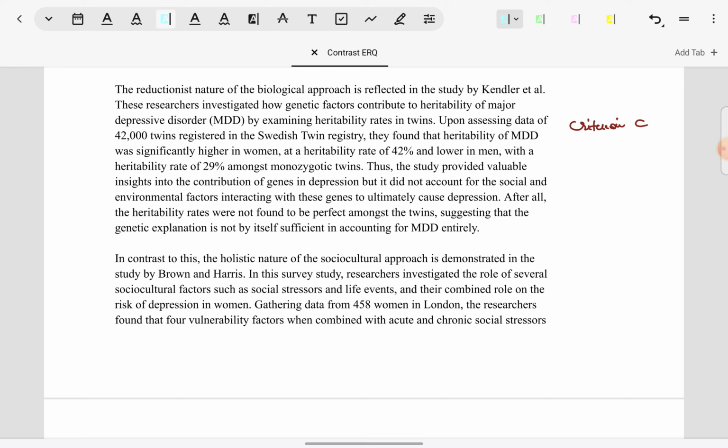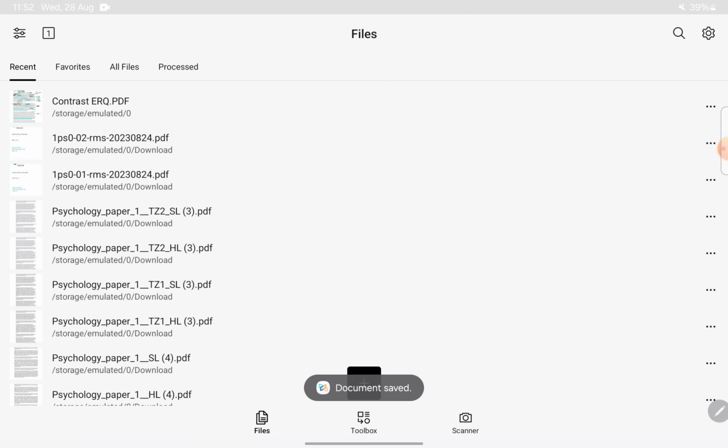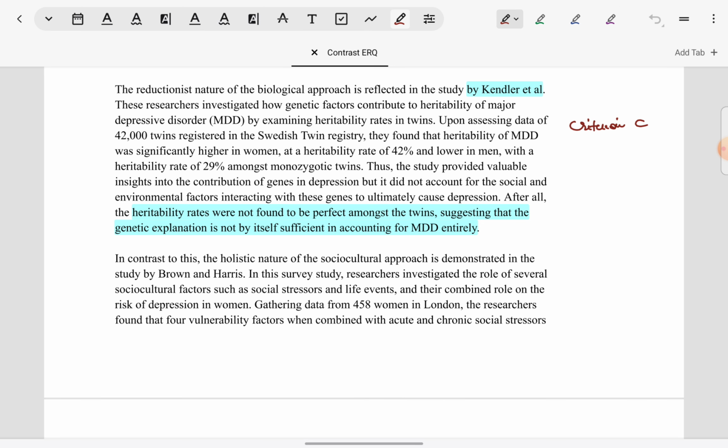So first we have explained the Kendler study in the standard format: aim, procedure, results, and conclusion. You can pause the video, see how it has been summarized in this format. We don't have to explicitly state this is the aim of the study, this is the procedure. But if you read through the paragraph, you'll realize that it has been structured as such. While concluding the study, we have made sure to link back the study to the reductionist argument being made. As such, there is so much to take away from the Kendler study.